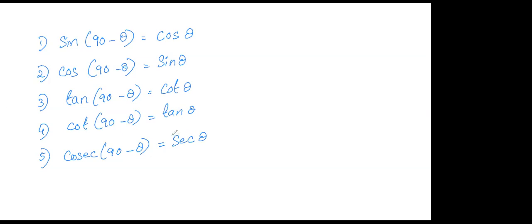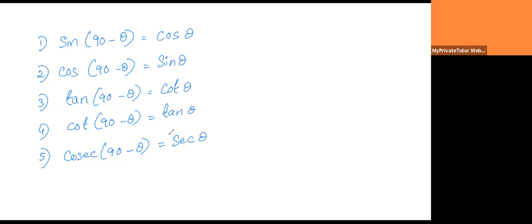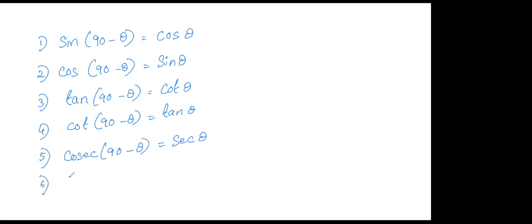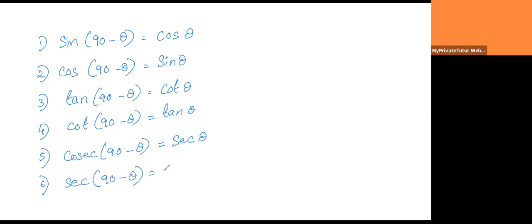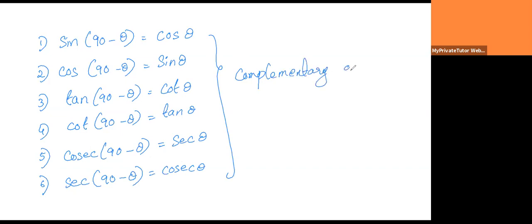So it's not about a reciprocal, guys, here. Reciprocals are different, but this one is a little different. And finally, secant becomes cosecant. So these are the complementary angles of trigonometric ratios. Complementary in the sense that the two angles add up to 90 degrees. So that's what it is.